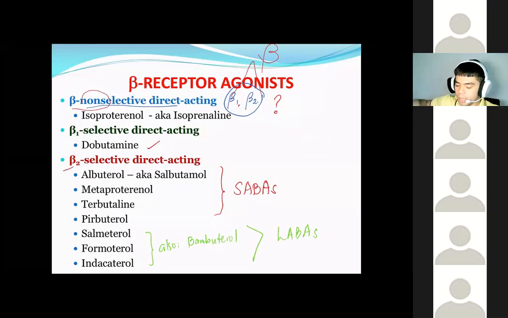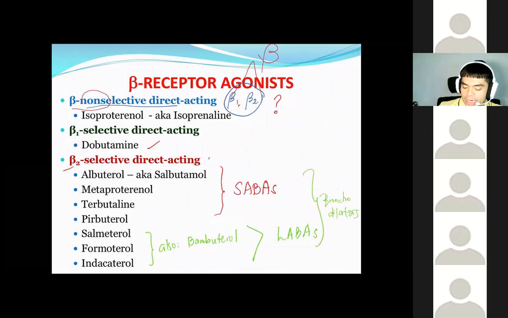Okay? So usually these drugs, the SABAs and LABAs, are bronchodilators. We have SABAs and LABAs, the short and the long-acting agents respectively.